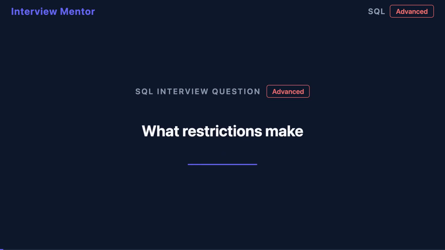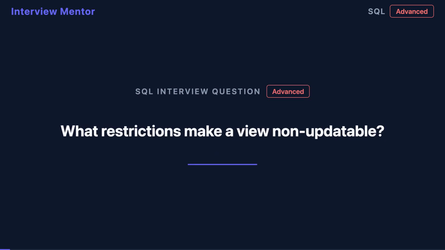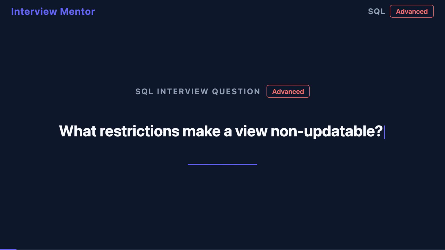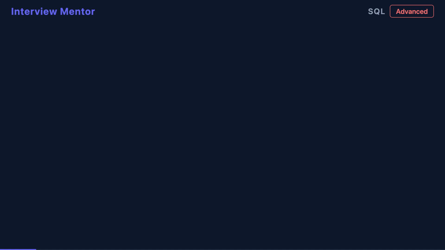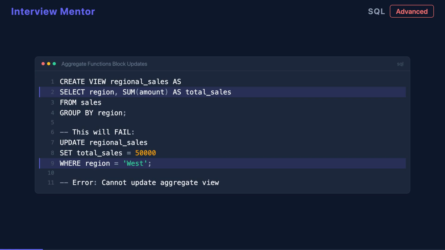You create a view to simplify queries, then try to update it and the database throws an error. What just happened? Not all views are updatable, and understanding why can save you hours of debugging. The biggest culprit is aggregate functions. If your view uses sum, count, avg, max, or min, it's non-updatable.